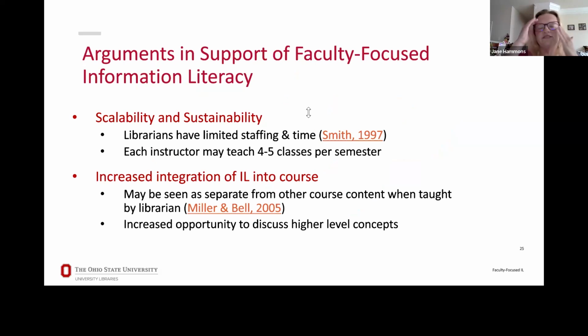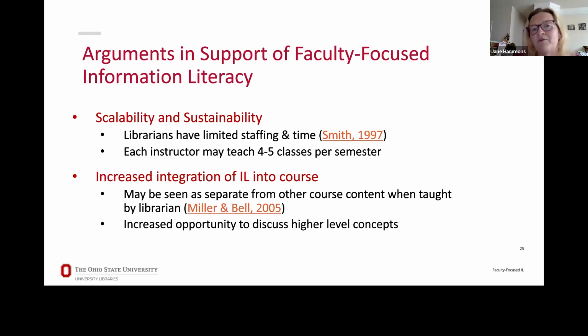Some of the reasons why folks have argued in support of this model: really quickly, sustainability and scalability is one of those reasons. There's no way that we as librarians can reach all of the students who need information literacy instruction. It's just not possible. And we keep trying to add more and more instruction. If you were at the panel last week, Maddie Johnson was talking about one-shots becoming two-shots, becoming three-shots, and it just adds all of this additional library labor, and there's still no way that we can reach all of the students.